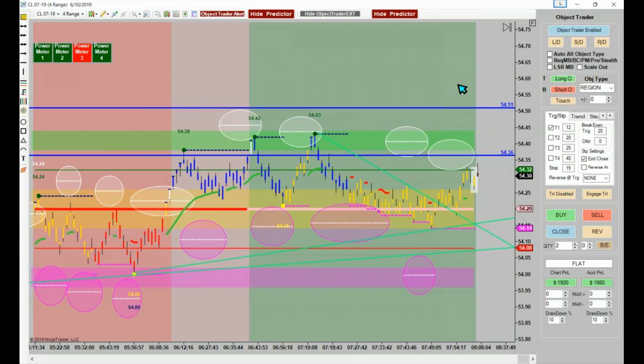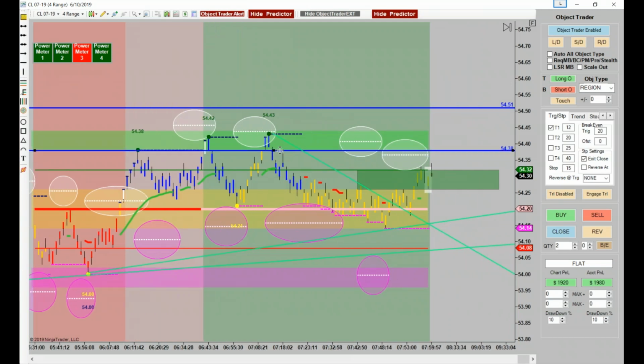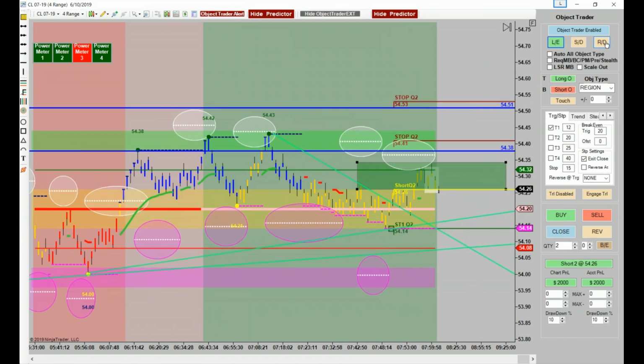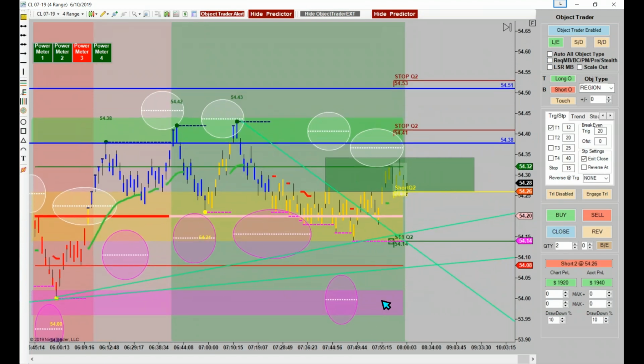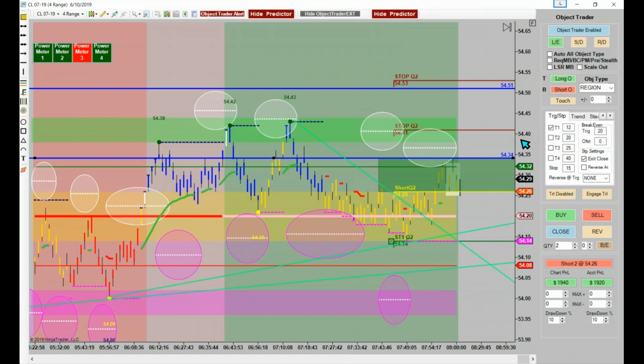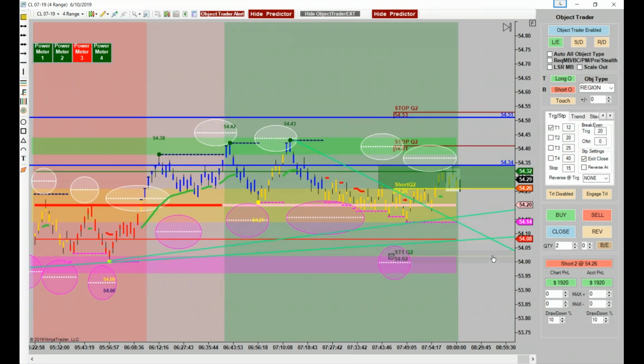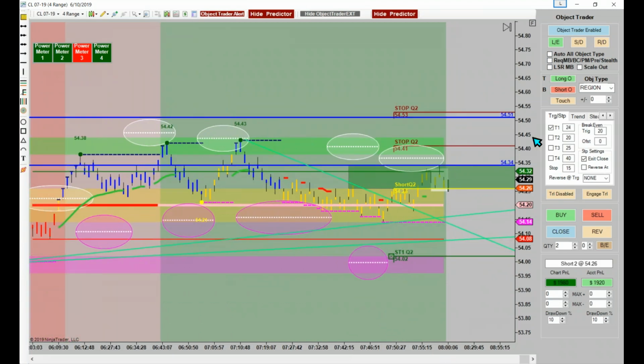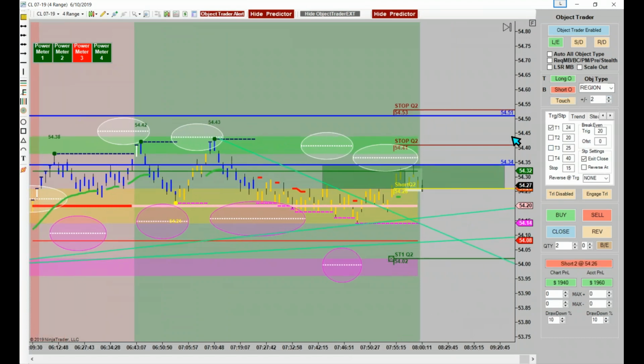We'll do a region. We'll draw a resistance. Man, we already got it. I just had it on touch, unfortunately, instead of touch plus 2. I like personally touch plus 2. That's one thing I got to get changed on the new object trader, where instead of just touch when you switch it over, you can actually have it default at the touch plus 2.